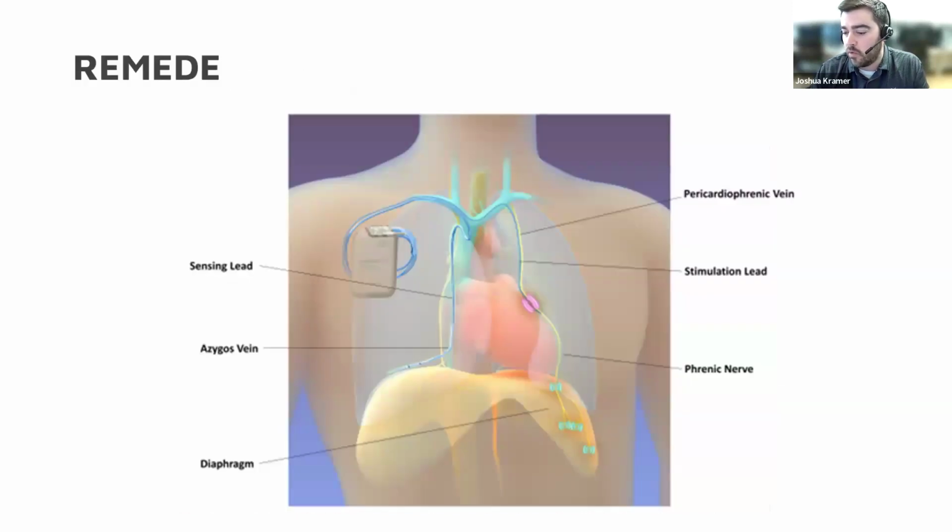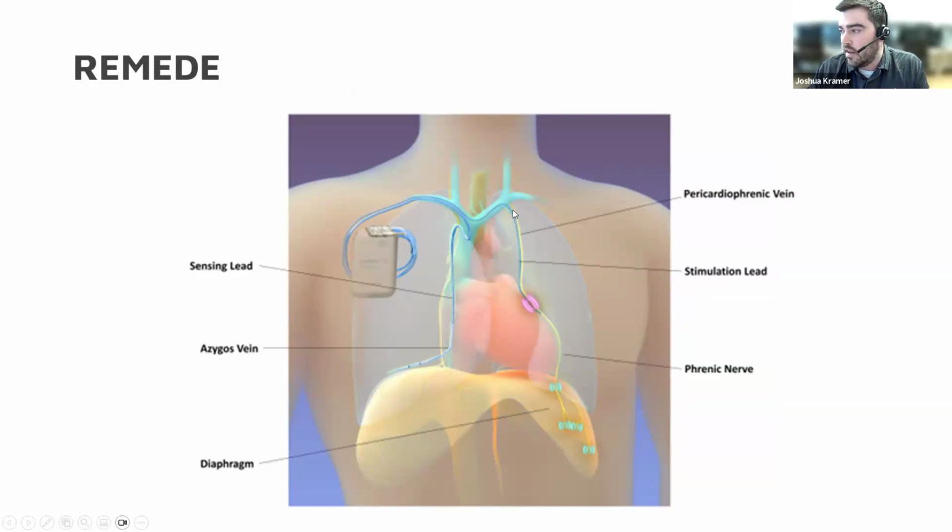This is actually a picture from one of their papers itself, but it is a similar battery pack implanted in the chest, just like Inspire. However, this whole procedure is done intravenously, as the name implies. So you can kind of see, I don't know if you can see my cursor or not on my screen, but you can see them gain access into the venous system.